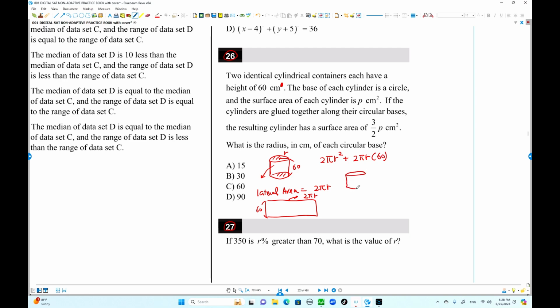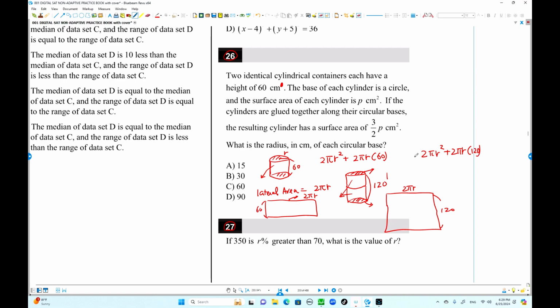Now we're going to put them together. One is over here, the other one is over here. The height is now 120, right? What is the surface area? Still, we have two circles here, 2 pi r squared, top and bottom. And what is the lateral area? This is all lateral area, okay? When you unfold it, it looks like this. This is now 120, but this is still 2 pi r, right? So 2 pi r times 120. That is the lateral area, okay?